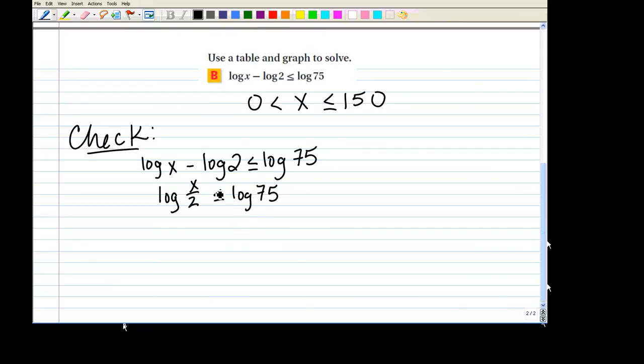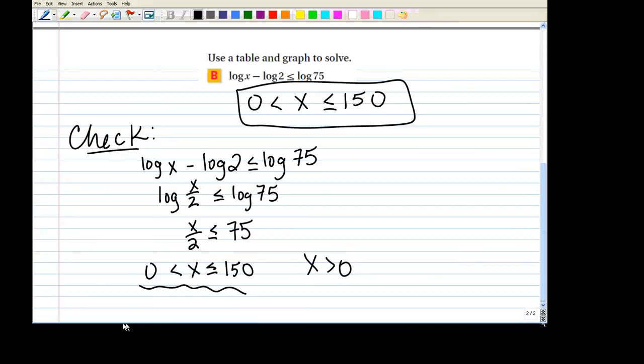Well, just like whenever we had an equal sign here, if I've got just a plain log over here and a plain log over here, then the x over 2 and the 75 I can use in their own equation, or here inequality. Multiply both sides by 2 and you'll get x is less than or equal to 150. And then also our domain for these functions are naturally defined for x is greater than 0 due to that vertical asymptote. So 0 is less than x is less than or equal to 150. Got the same thing. So our original answer was correct.